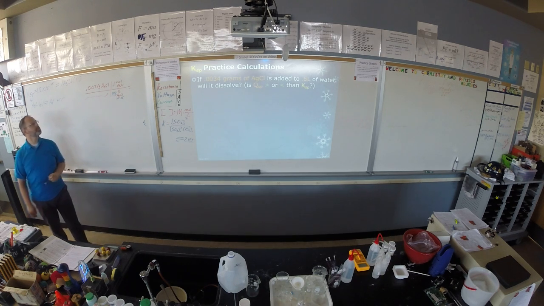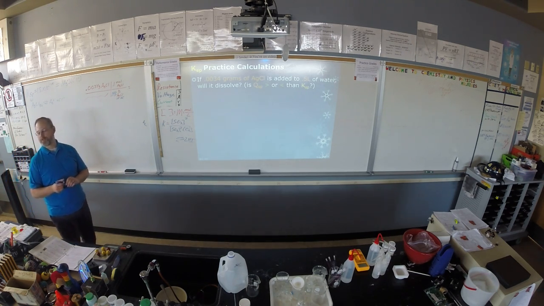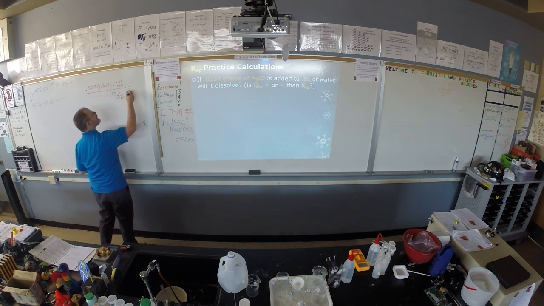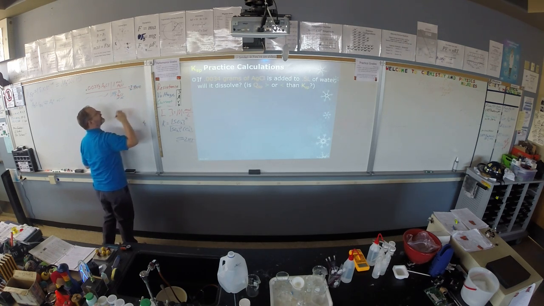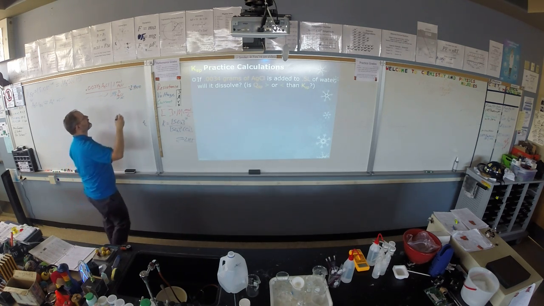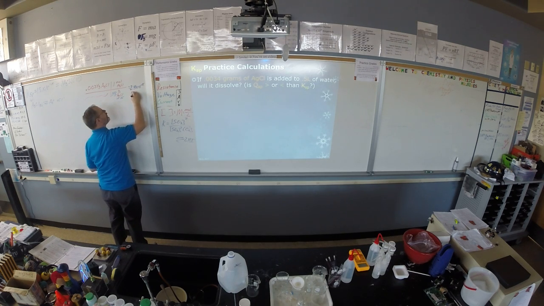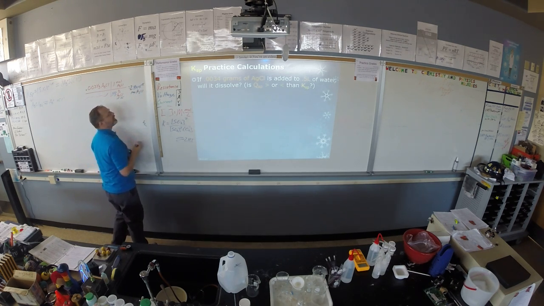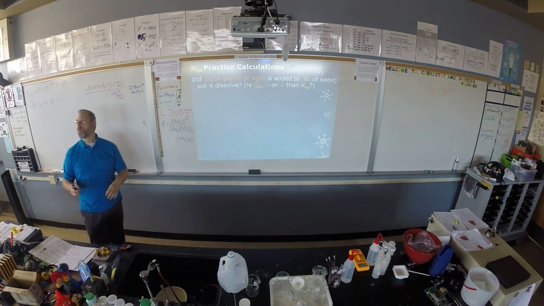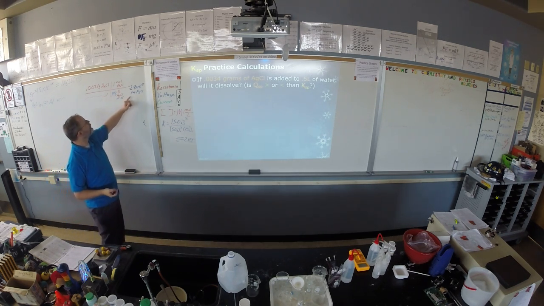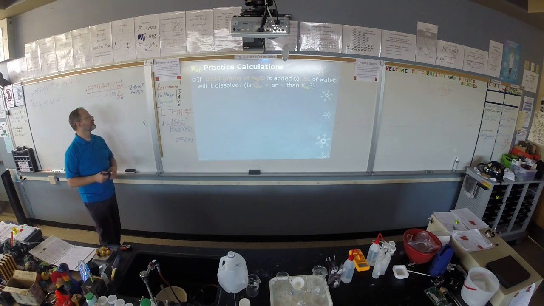All right, so 0.0034 divided by 143. So how many moles of silver chloride are we trying to dissolve? 2.4 times 10 to the negative fifth moles of silver chloride. So in attempting to dissolve 0.0034 grams of silver chloride, what we're really trying to do is dissolve 2.4 times 10 to the minus 5 moles of silver chloride.